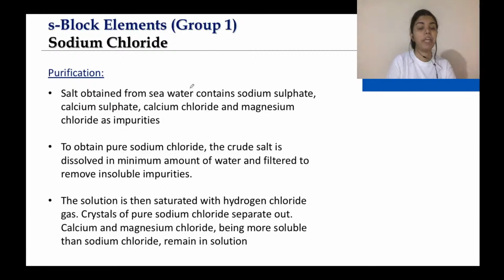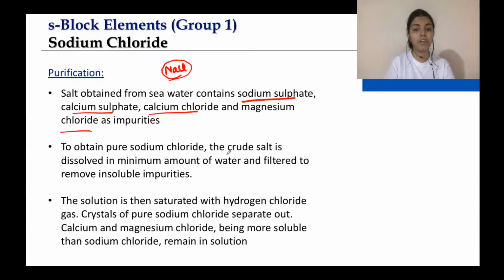Now salt obtained from seawater contains sodium sulfate, calcium sulfate, calcium chloride and magnesium chloride also. So to obtain NaCl only, we need to remove these impurities, right? The salt we obtain on evaporation along with the impurities is called crude salt. It is dissolved in a minimum amount of water and then filtered to remove insoluble impurities.